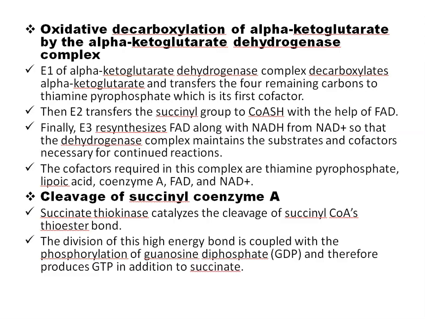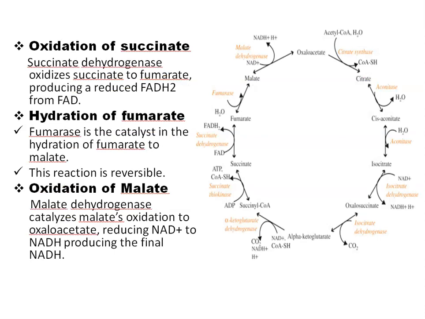Here, enzyme succinate thiokinase catalyzes this cleavage of succinyl coenzyme A, right? Division of this high energy bond, that is thioester bond. Succinyl coenzyme A has a thioester bond. Division of this high energy bond is coupled with phosphorylation of guanosine diphosphate, GDP, and therefore produces GTP in addition to succinate. Right? Next step is oxidation of succinate.